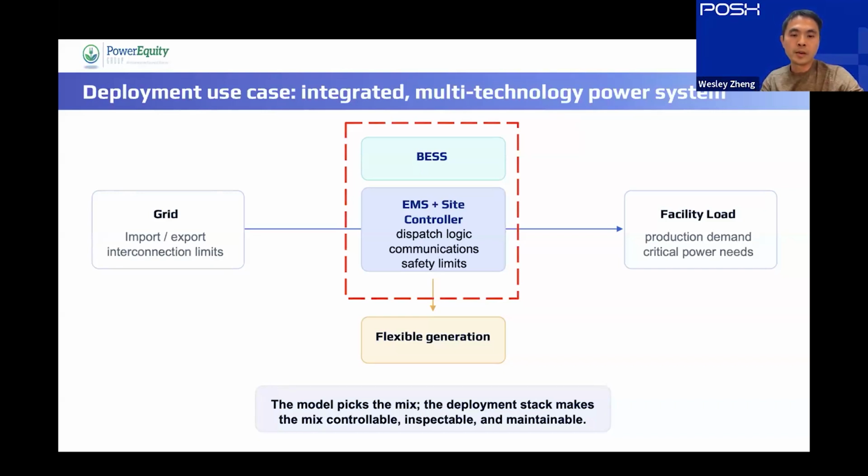This is a high-level overview of a typical system architecture for the project they were dealing with. On the left-hand side, you have the electrical grid, where you can have electrons moving to and from the load. On the right-hand side, you have the facility loads, and then at the bottom, you have the flexible gens. In the middle is where POSH comes into play, which is the intelligent control layer.